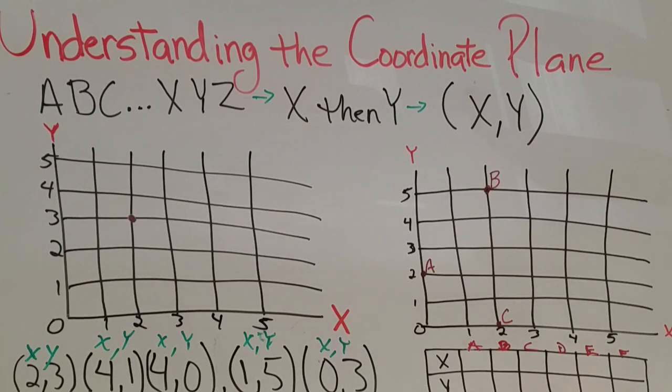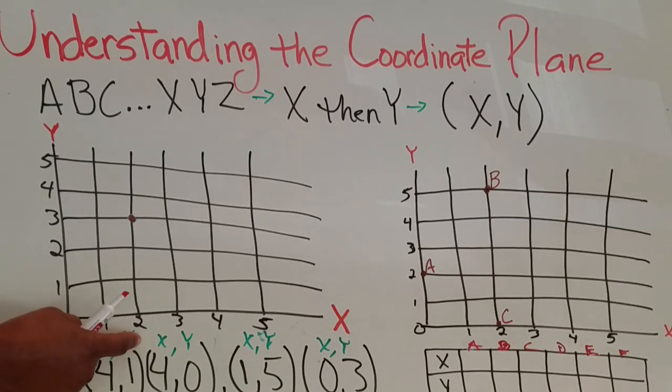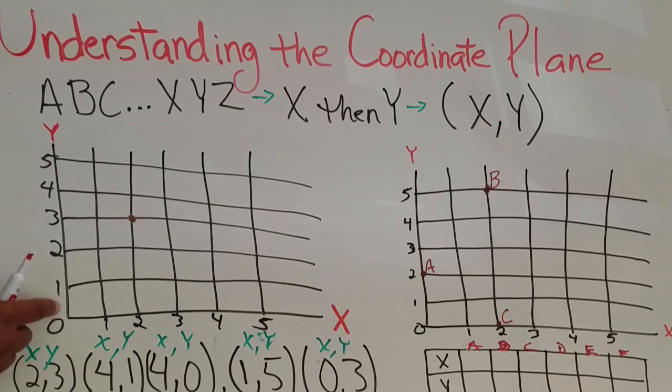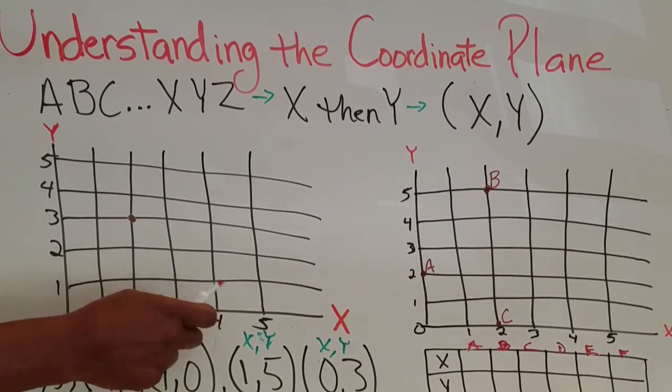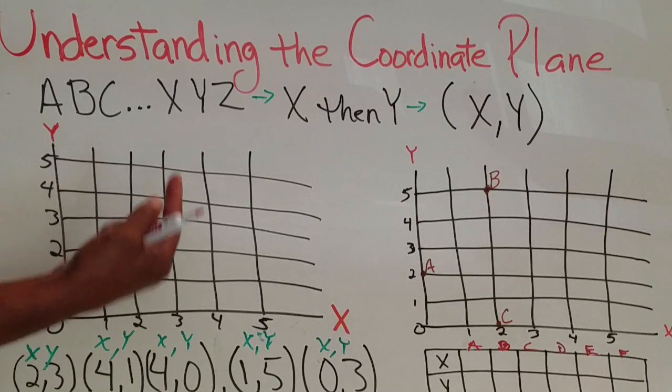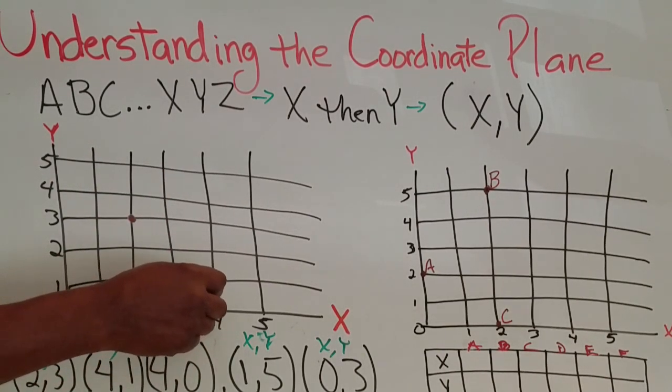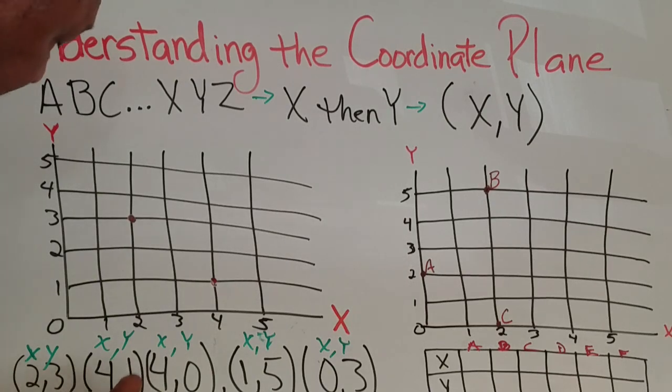Let's do the next one. 4, 1. Let's try that. 1, 2, 3, 4, 1. Wrong. X is 4, Y is 1. It's always X, Y. X goes first. This is the X plane. So we'll go over 4, 1, 2, 3, 4. And then we go up to the Y, 1. 4, 1. We'll call that point B.